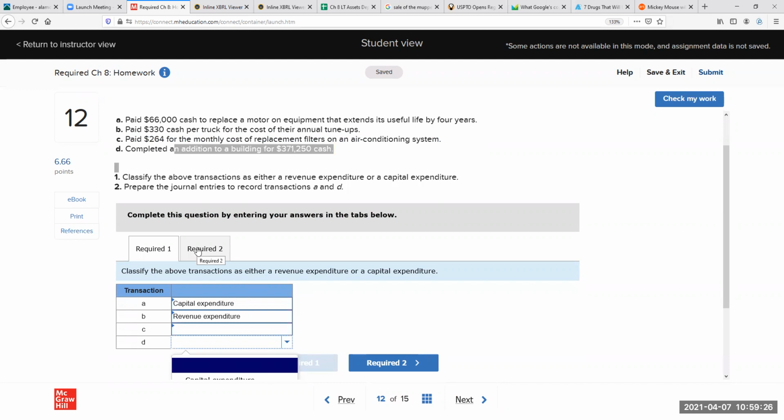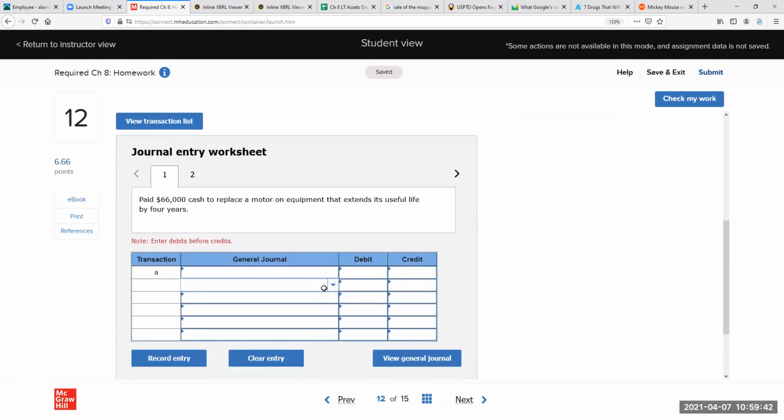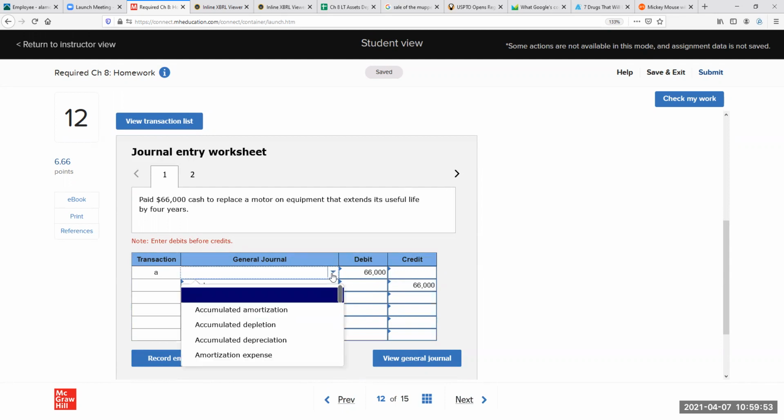Now, what does it want over here? Prepare the journal entries to record transactions A and D. So right over here is 66,000. So let's see if it gives us anything here. To motor on equipment. So we're paying cash of 66. And what about this equipment? What do we do here? Accumulated depreciation, building.